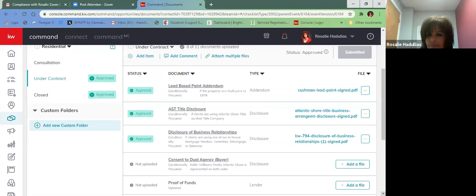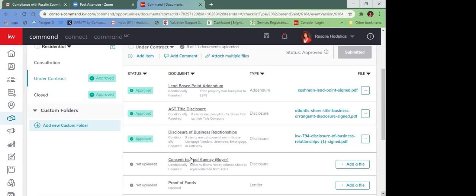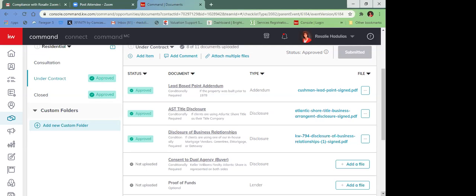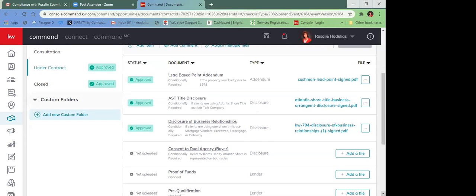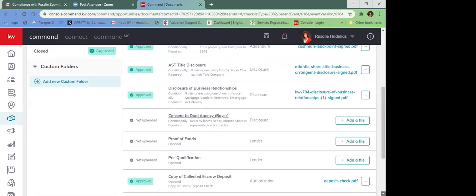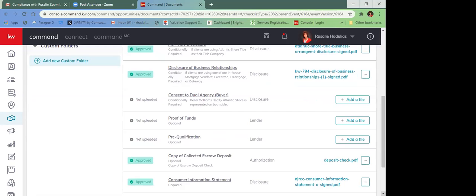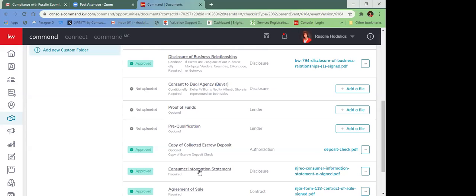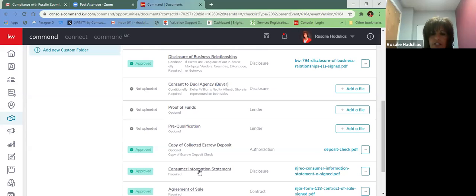All right. So this is one of my files, and everything that's on this file is basically what you would need to be in compliance with the office and the real estate commission. So first thing that we would need, of course, is our consumer information statement. And everybody's aware of the consumer information statement.